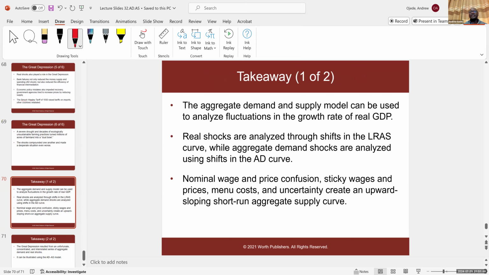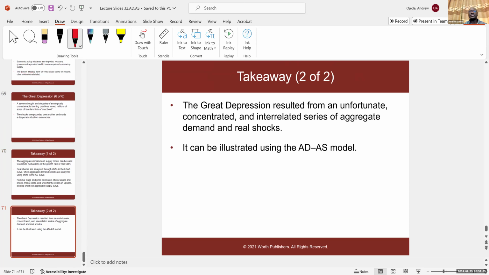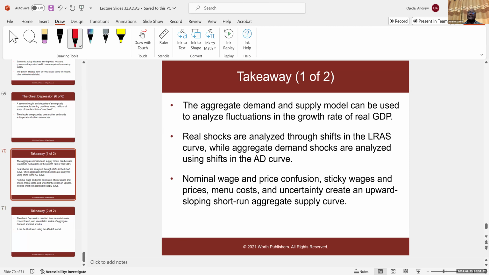So here are the takeaways of this chapter. Just a summary of it. Apparently, it's a fairly long chapter. So that concludes my discussion of this chapter.